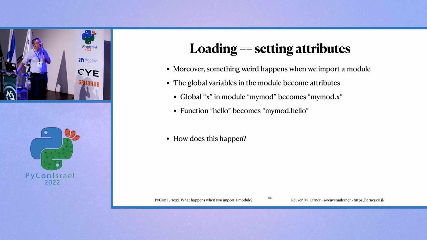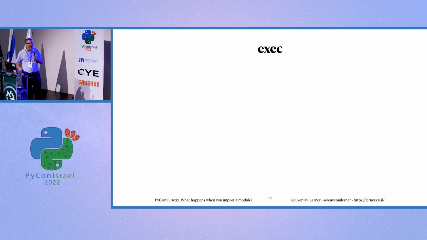In any event, modules must be executed when we load them. So how does this happen? Who's executing the module? Well, there is a function called exec in Python. And there are actually two functions that work together. One is called eval and one is called exec. Both of them take strings.